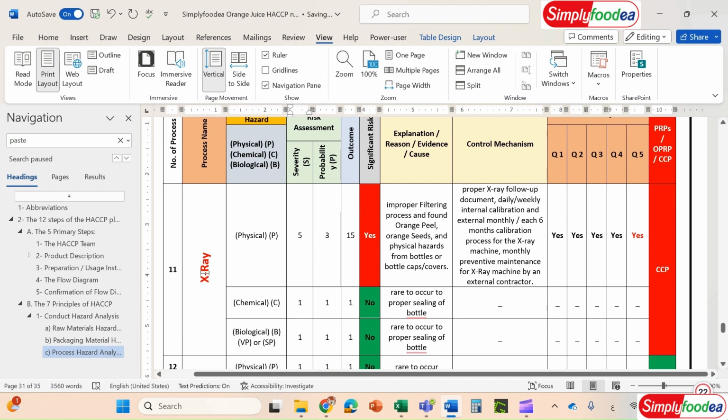We have defined the second CCP, which is the X-ray. The explanation of the reason or the evidence of the cause are the improper filtering process and found orange peel or orange seeds and physical hazards from bottles or bottle caps or covers. The control mechanism by proper X-ray follow-up, document either daily or weekly, and internal calibration and external calibration also either monthly or each 6 months calibration process for the X-ray machine. The monthly preventive maintenance also by maintenance team or by the external contractor of the X-ray equipment or X-ray machine manufacturer.